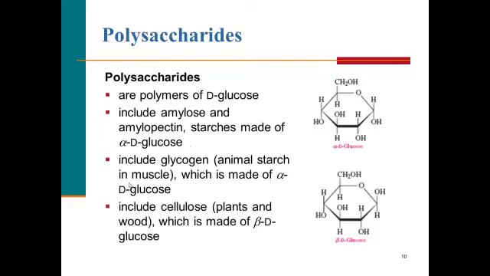Now cellulose is going to be the structural molecule that we have in plants, and that is made of beta-D-glucose. So the storage molecules for energy are all the alpha version of glucose, and the structural molecule cellulose is going to be the beta version of glucose. And again, the only difference is the orientation of the OH in the closed chain or the ring form of the molecule.